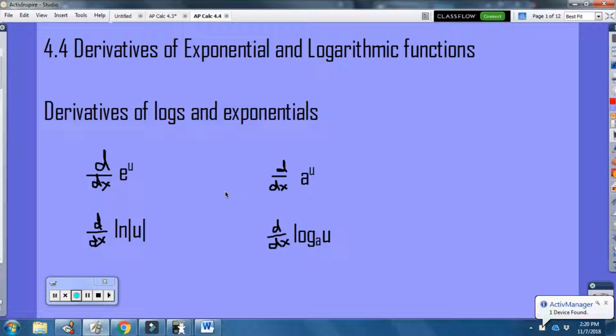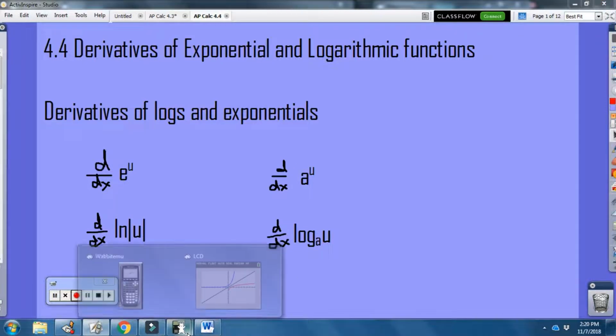Lesson 4.4, derivatives of exponential and logarithmic functions. So a lot of you, when we were doing the review, forgot what exponential functions or what logarithmic functions were. Exponential functions are just when I have a number raised to a power of x. And a log is how you undo that. So the inverse of a to the u power would be log base a of u. They're just inverse operations, they cancel each other out.